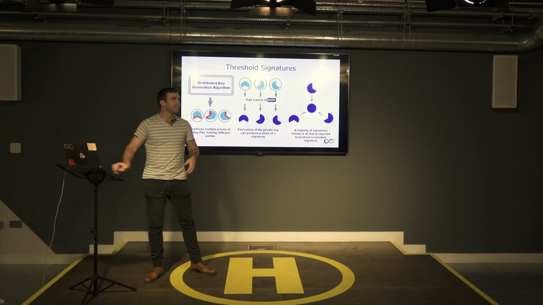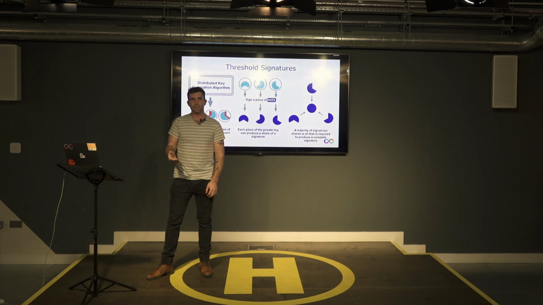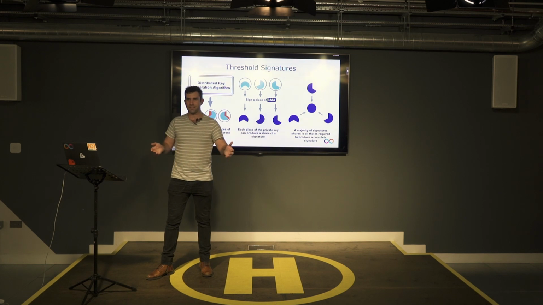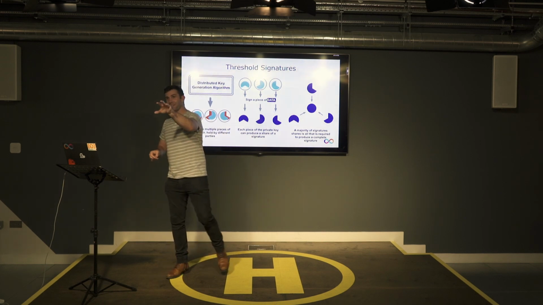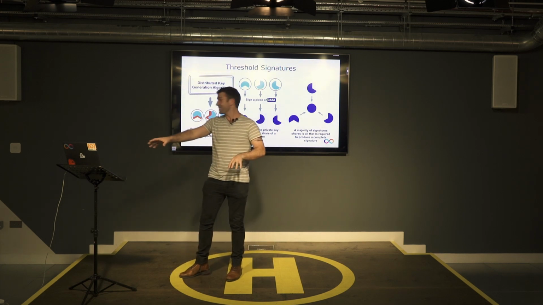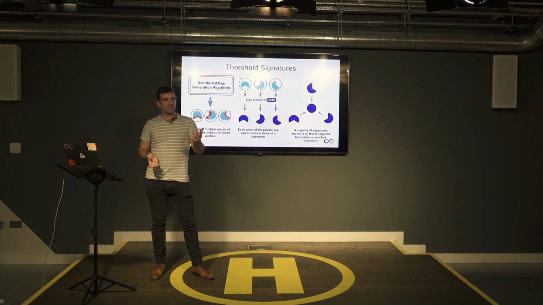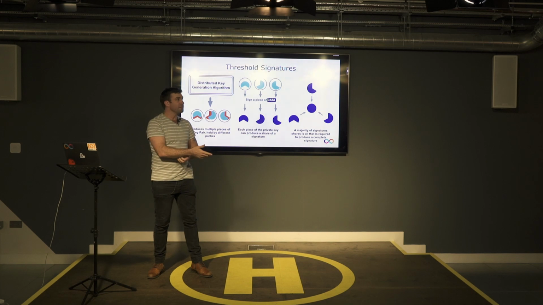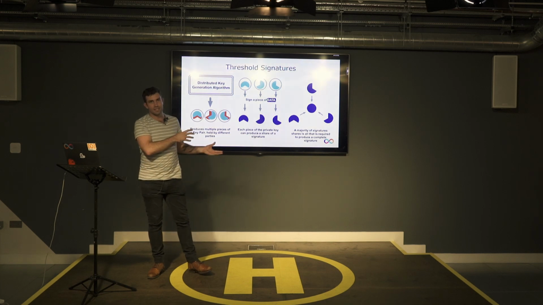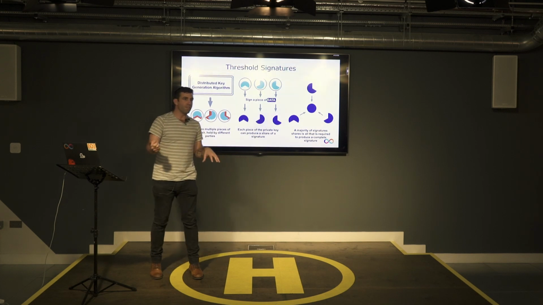Threshold signatures. How many people are confident in their understanding of asymmetric key cryptography, or public-private key cryptography? All right, I see a couple of hands down the back. You're in good stead to understand this material. So the idea of public-private key cryptography is that you have one key that encrypts or signs. We're talking about signing specifically here, so just think signing. And you have another key that verifies signatures.